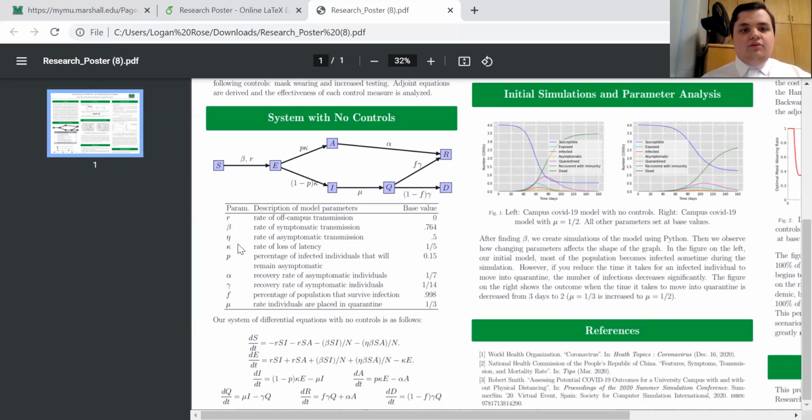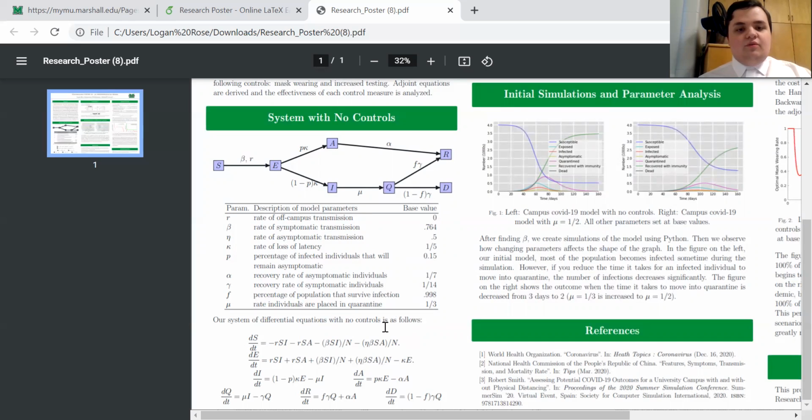And then beta, the rate of symptomatic transmission, eta, the rate of asymptomatic transmission, kappa, the rate of loss of latency, P, the percentage of infected individuals that remain asymptomatic, alpha, the recovery rate of asymptomatic individuals, gamma, the recovery rate of symptomatic individuals, F, the percentage of population that survive infection, and finally mu, the rate individuals are placed into quarantine. And mu is 1 over the number of days it takes to put an individual into quarantine. So if it's 1 over 3, it takes 3 days for somebody to go into quarantine.